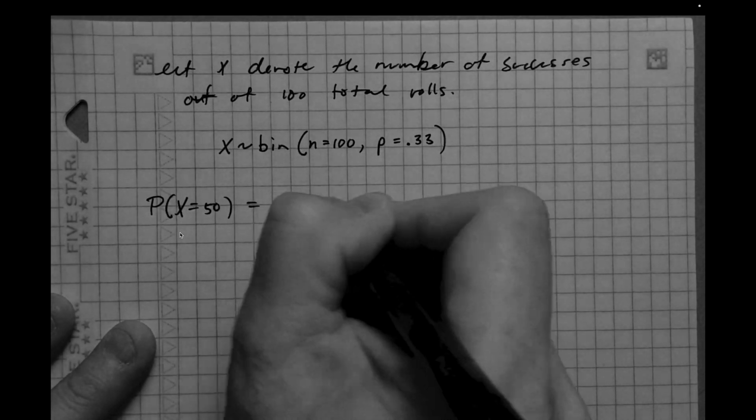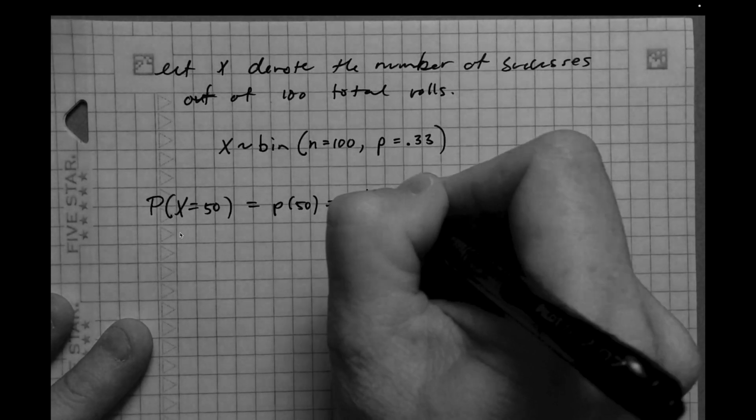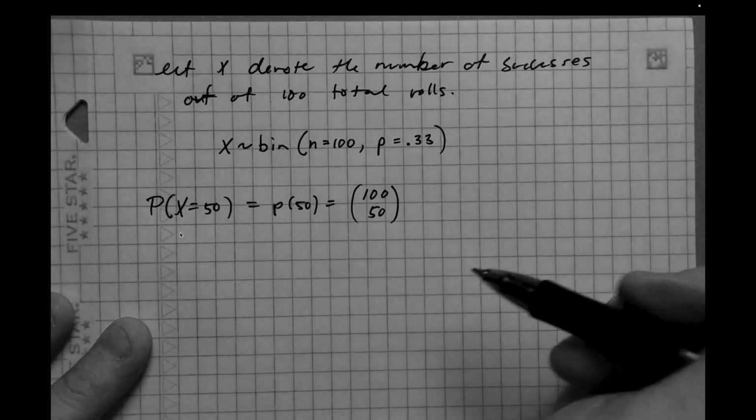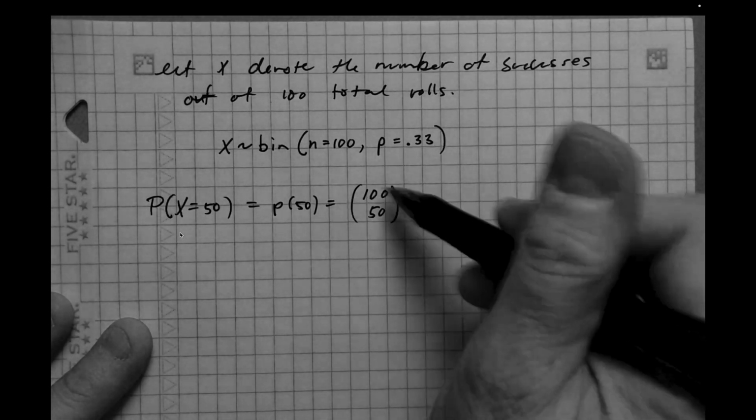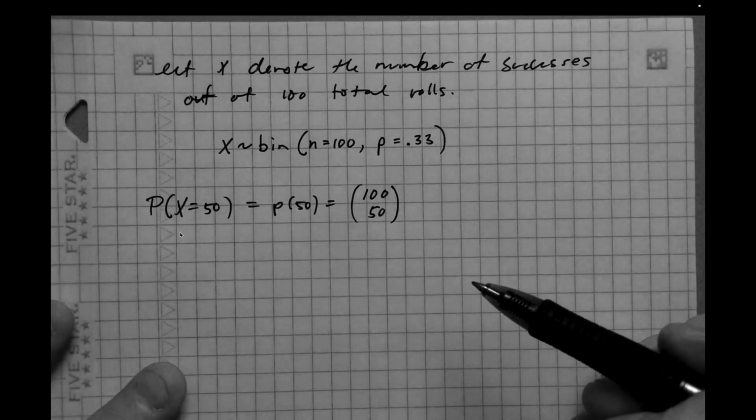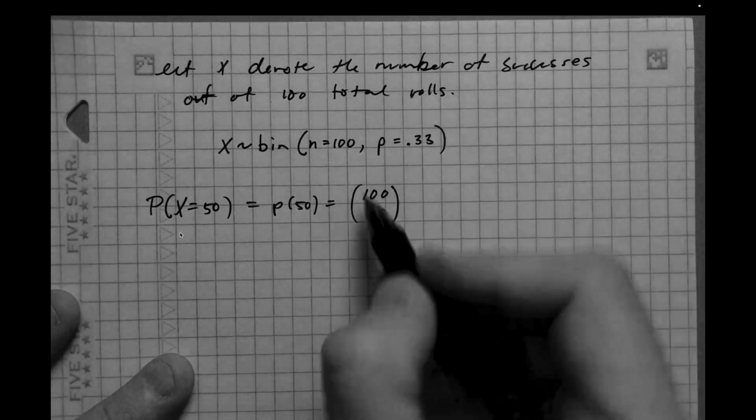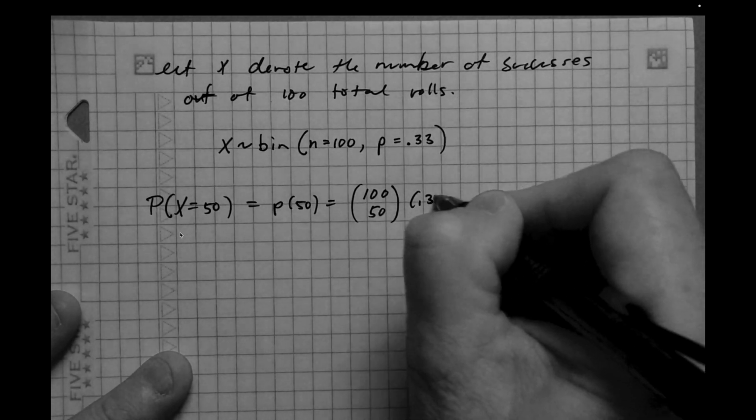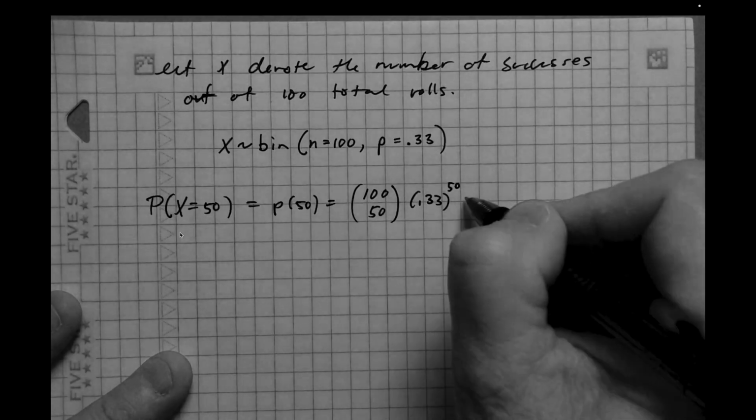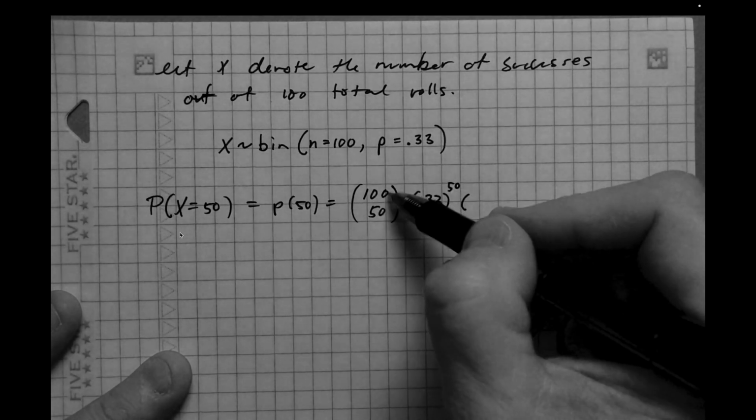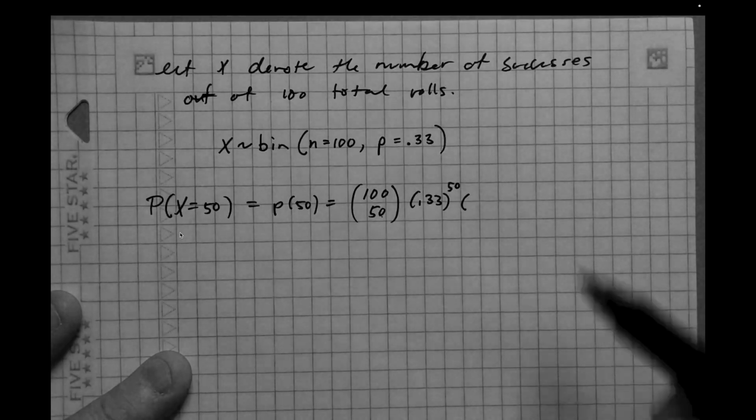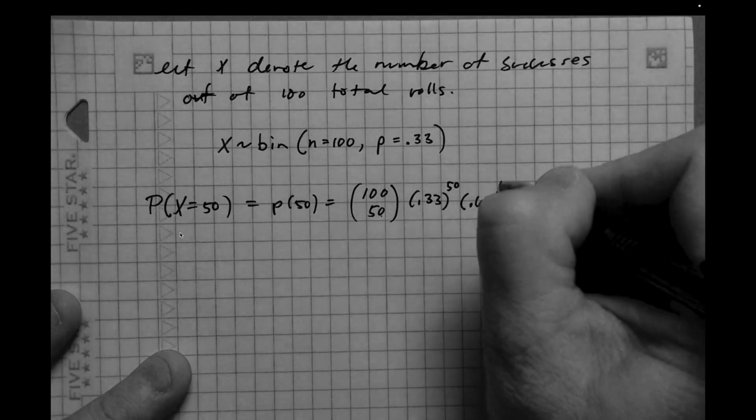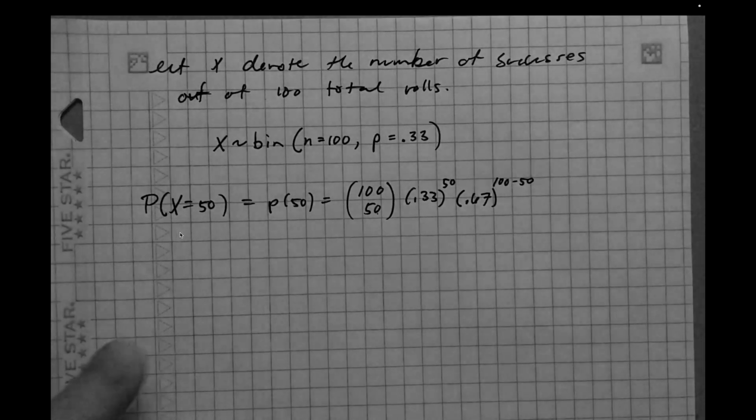So that's P(50). And so that is going to be 100 choose 50. So how many different ways are there to get a 5 or a 6? How many different strings correspond to this outcome of 50 successes? So 100 choose 50, and then it's p to the x power. So p is 0.33, x is 50, and then q to the n minus x power. So it'll be 0.67, and then it's 100 minus 50.